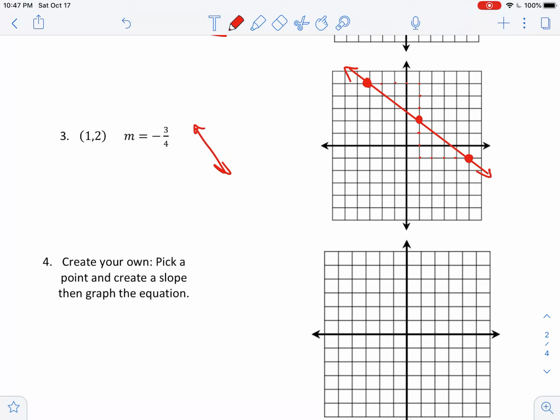Okay, and there you have it. This last one is just kind of like a create your own, more so for the face-to-face classes. Your assignment for this evening is going to be the Delta Math, so just make sure you pay attention to that.